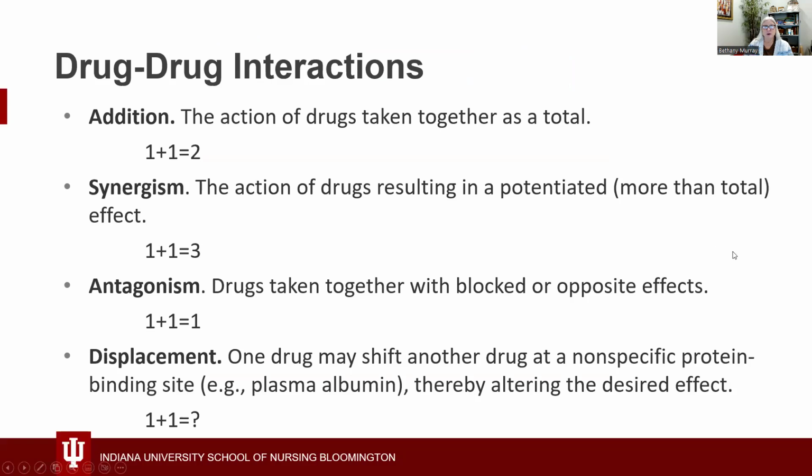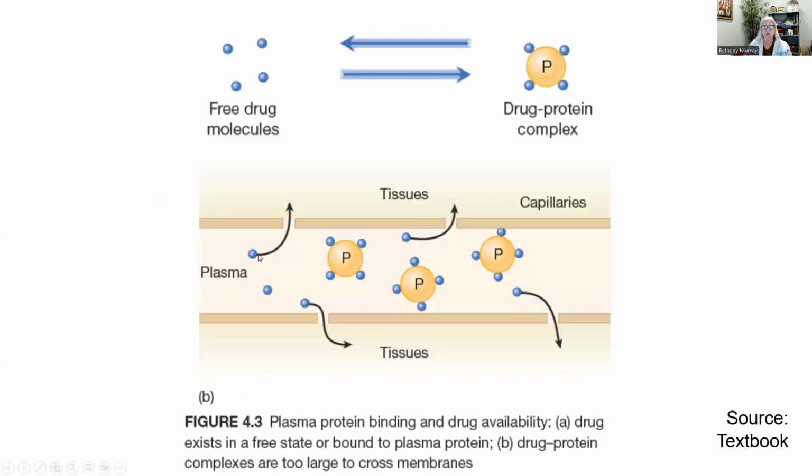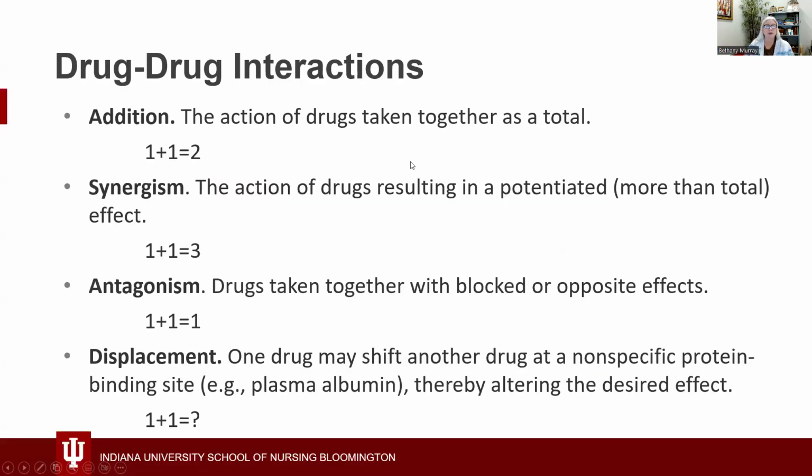Okay, another important concept is the idea of drug-to-drug interactions. If you go back to this previous slide and imagine, instead of this being protein molecules that you take, that the little blue beads are one medication and the orange P are a second medication. Medications can bind with one another, and that will affect their availability. There are basically 4 principles: 3 very important principles, and then 1 unknown principle of drug-to-drug interactions.